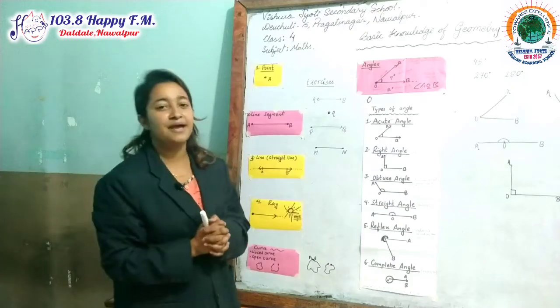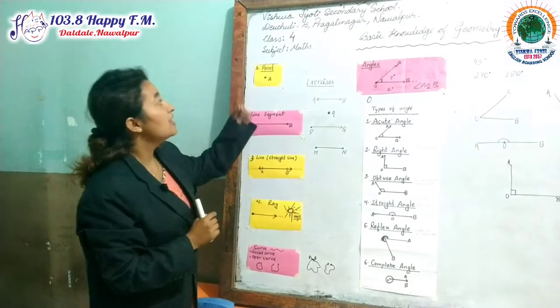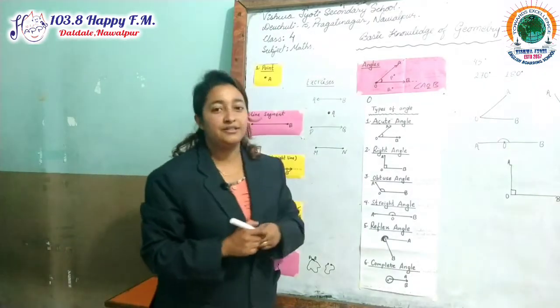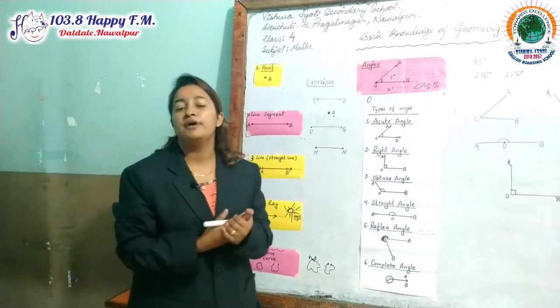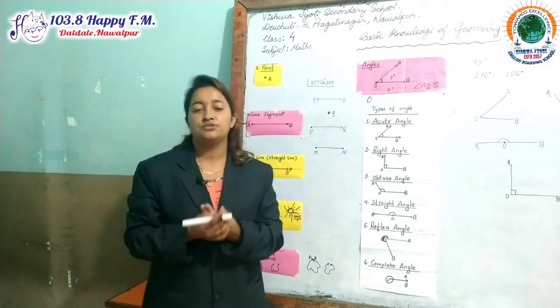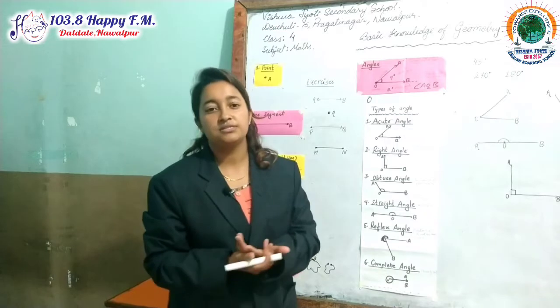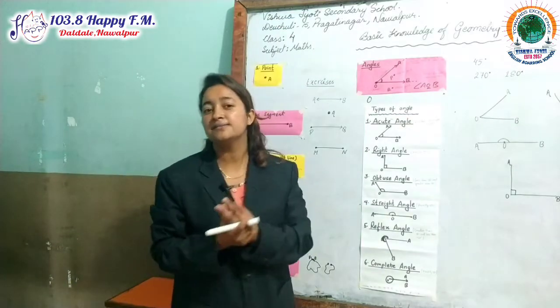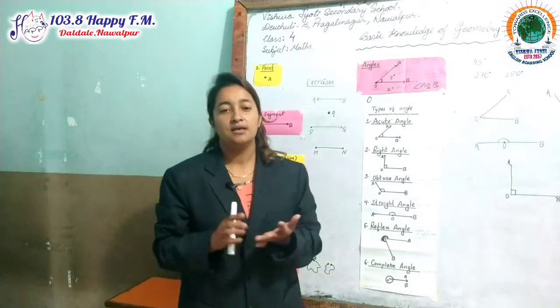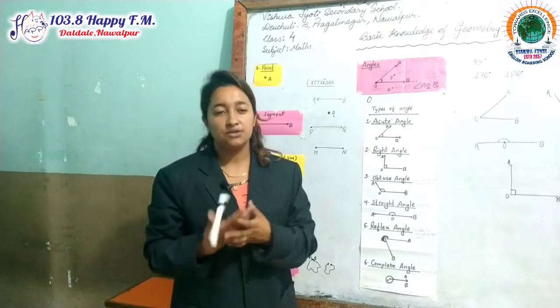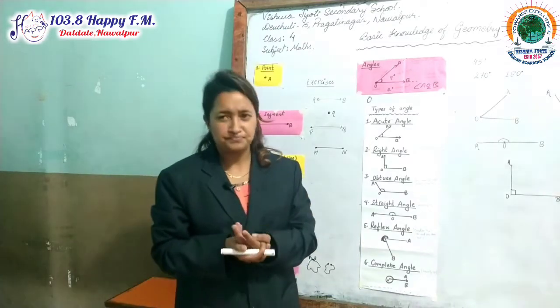I am here as a math teacher of class 4. Today I am here with the topic geometry. I think all of you are familiar with the word geometry, as you have used the geometry box during your studies. Do you know what the geometry box contains? It contains scales, protractors, set squares, compass, and many more things.